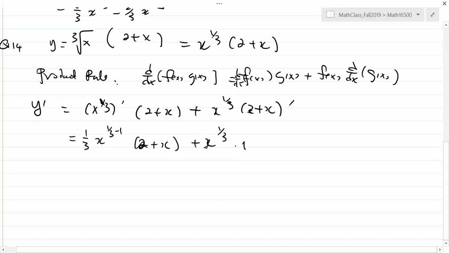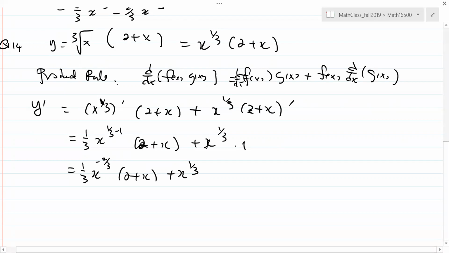When I grade your quiz or your test, I will look for this. Okay, I don't want to see just the answer. So it's 1/3 x to the negative 2/3, 2 plus x, plus 1/3. I think this can be the final answer. Okay, but can you simplify a little bit? I don't want to see so many terms added together.